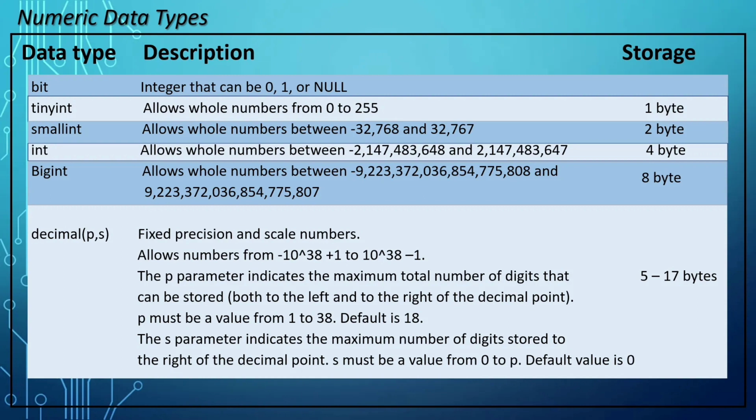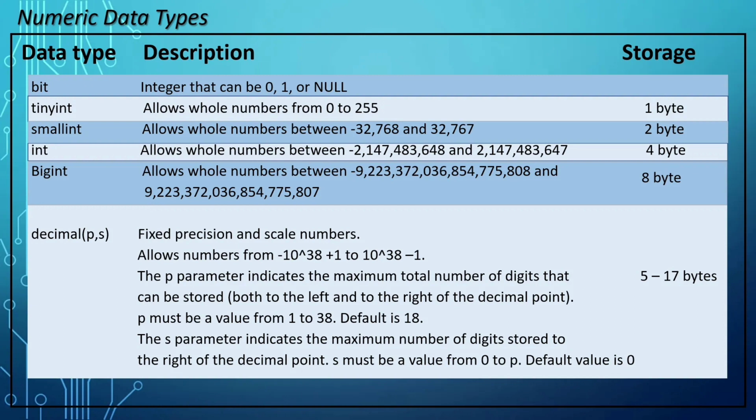A big int allows whole numbers between negative 9 quintillion, 223 quadrillion, 372 trillion, 36 billion, 854,775,808 and 9 quintillion, 223 quadrillion, 372 trillion, 36 billion, 854,775,807. And it has a storage of 8 bytes.